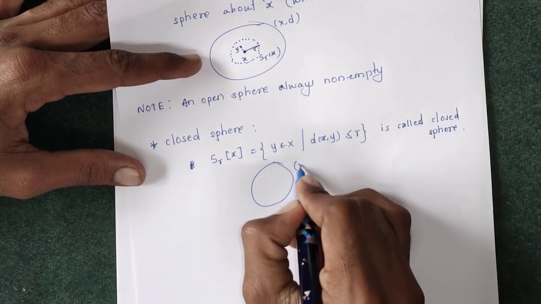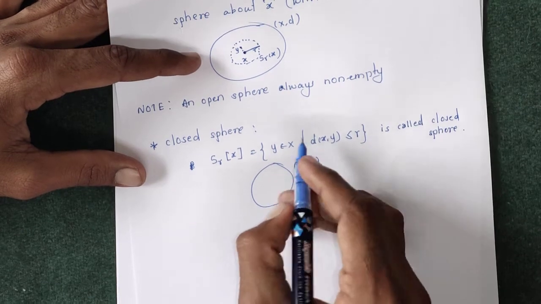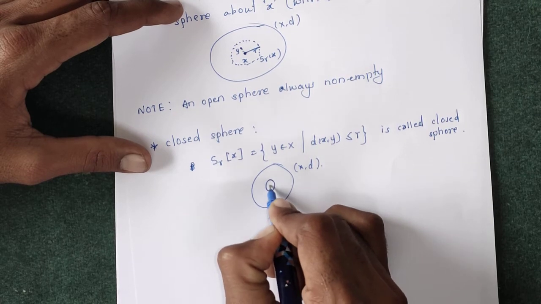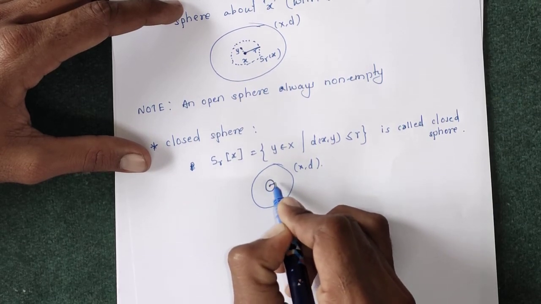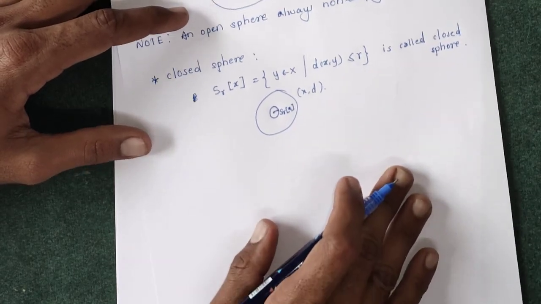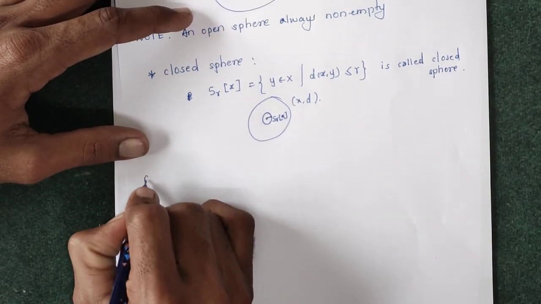So suppose (X, d) is any metric space, then a closed sphere must contain its boundary. Suppose this is x, this is r. So this is S_r[x]. This is the definition of closed sphere. Now we will take one example.